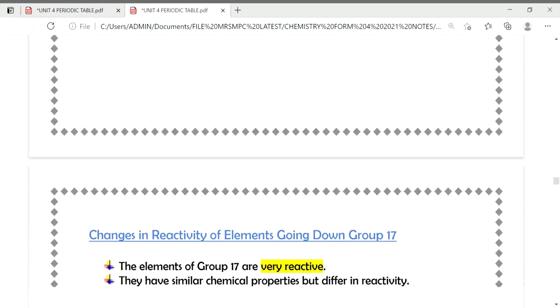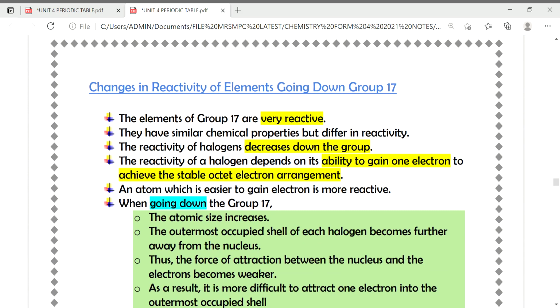Alright, so next, changes in reactivity of elements going down group 17. So reactivity ni kita nak tengok tahap kereaktifan sesuatu elemen tu. Makna kata ada elemen yang more reaktif. Dia sensitif sikit, dia more reaktif. Ada yang less reaktif. Okay, kita tengok kat sini, the elements of group 17 are very reactive. So they have similar chemical properties.